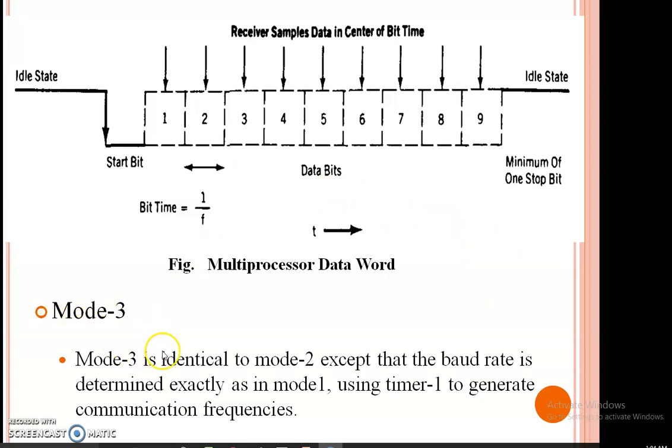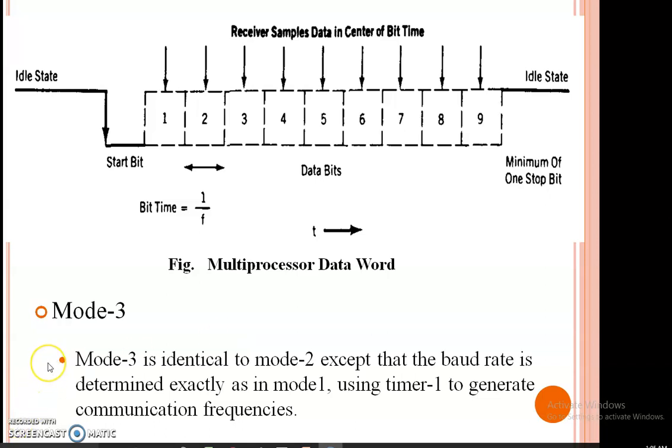Then come to mode 3. Mode 3 is similar to mode 2, only the baud rate is variable. So you have to select a variable baud rate according to your serial communication application, and you can use timers to generate the baud rate. So whatever formulas we used in mode 1, the same formulas you can use in mode 3 to get the baud rate.